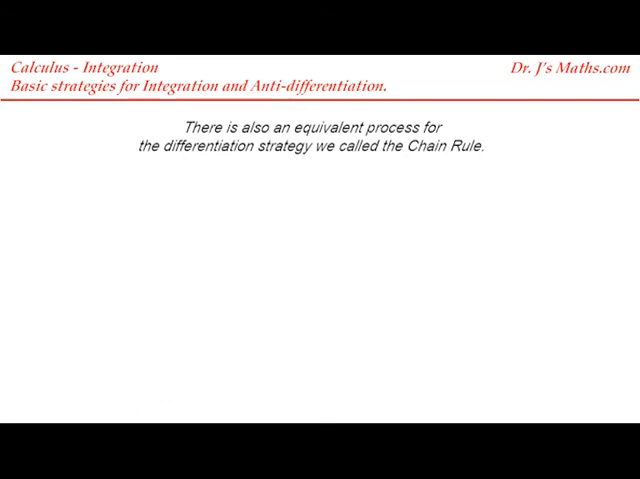There is also an equivalent process for the differentiation strategy we call the chain rule. For differentiation, we had a structure, which we must recognise, of y equals (2x plus 3) to the 4th. We had one term in brackets raised to a power. So when we differentiated that, we brought the 4 down the front, we rewrote the brackets, 2x plus 3, took 1 off the index, 3, and then multiplied by the derivative of what is inside the brackets. In this case, the derivative of 2x plus 3 is 2, so therefore multiplied by 2. Tidy up, we got 8 (2x plus 3) in brackets, all cubed.